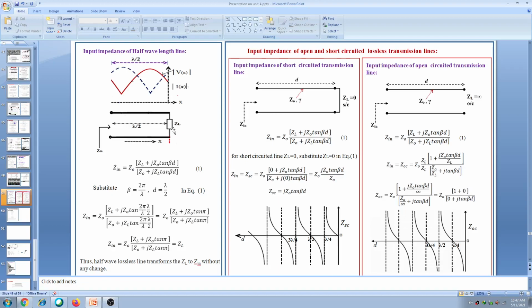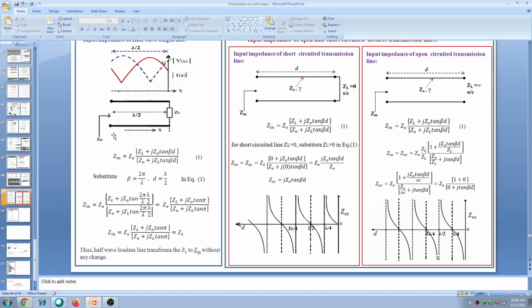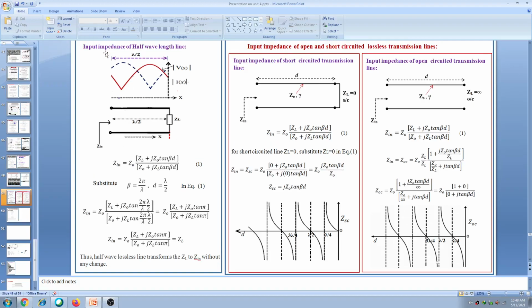What is the input? ZL is here. You take the length of the line equal to lambda by 2. So automatically what we are expecting on a transmission line, if a load ZL is connected here and you travel a distance of lambda by 2, at a distance of lambda by 2, the same impedance must repeat. Zin should be equal to ZL. It is correct. That happens here. See, that is proved here. See, input impedance of half wavelength line.